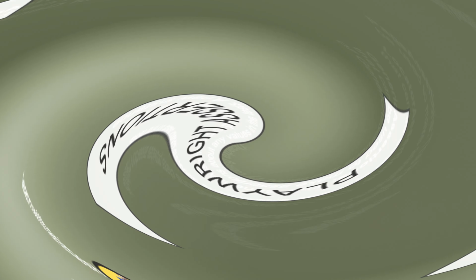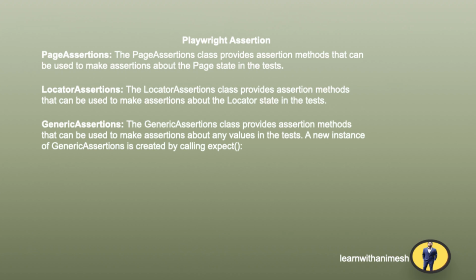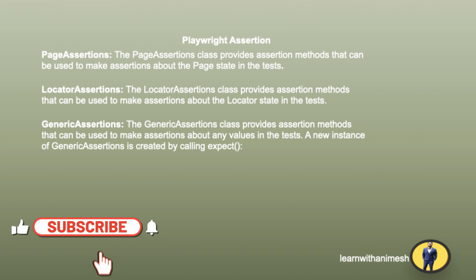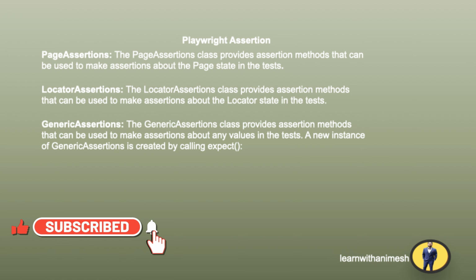Let's look into Playwright assertions. Playwright categorizes these assertions into three primary categories: page assertions, locator assertions, and generic assertions. The page assertions verify the page state, locator assertions verify the locator state, and generic assertions are generally used for verifying values. Let me move on to VS Code, and we will look into those assertions in action.